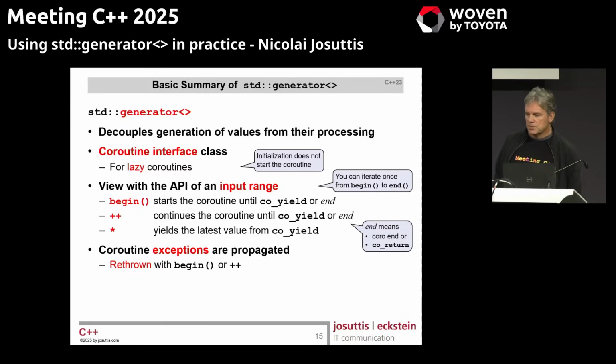One more piece of information: coroutine exceptions are propagated. So if inside the coroutine you have an exception, that exception is propagated with begin and ++. So when we say give me the next value and we run into an exception, begin and ++ will rethrow the exception on the calling side, on the call to begin and ++.